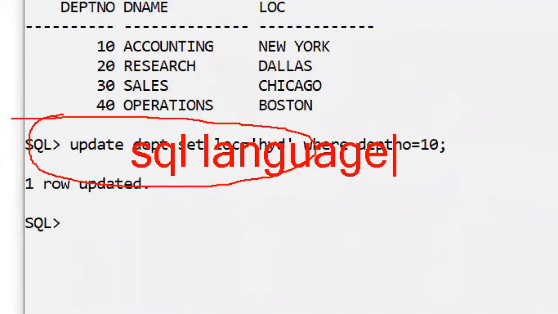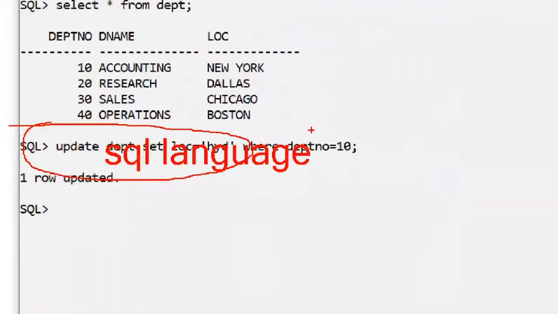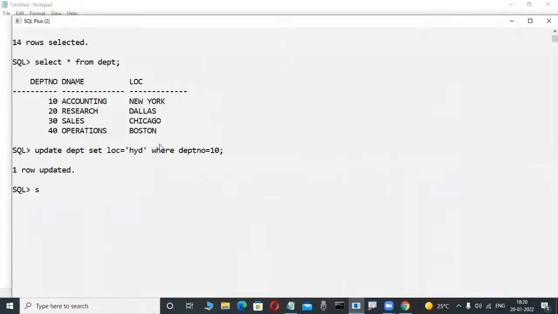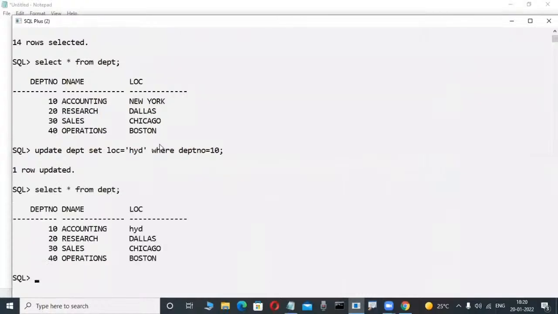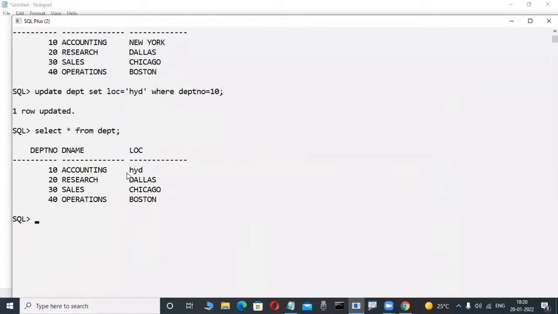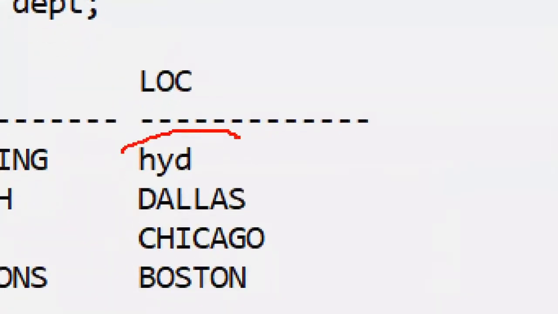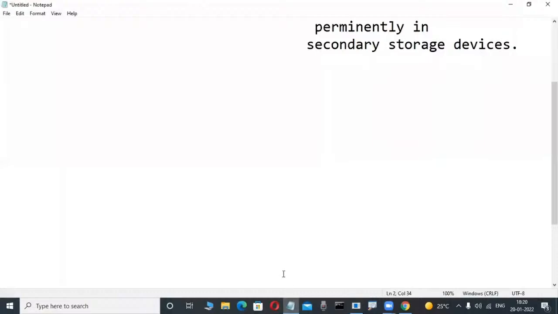Now observe here. Once we write this type of coding, which is called the SQL language, it is automatically reflected in your database. Observe here, in your database, in the previous case New York was the location, but in this case Hyderabad is the location, right? That's why always observe it here.